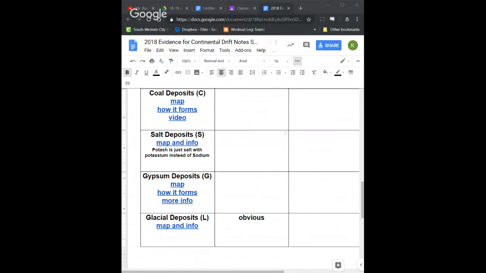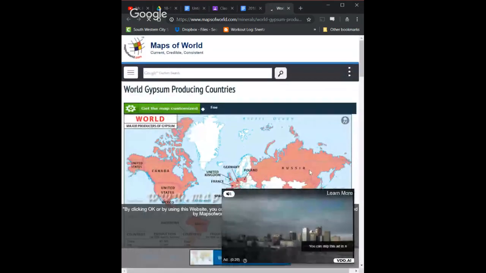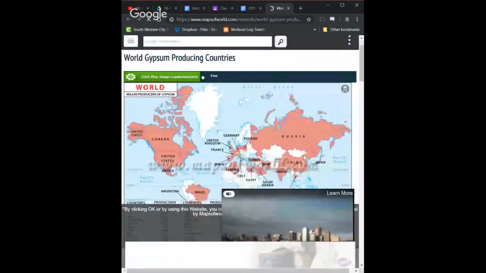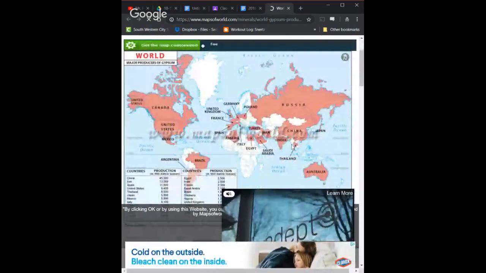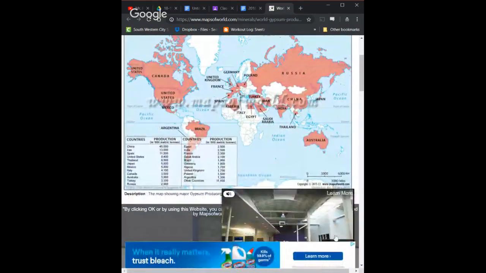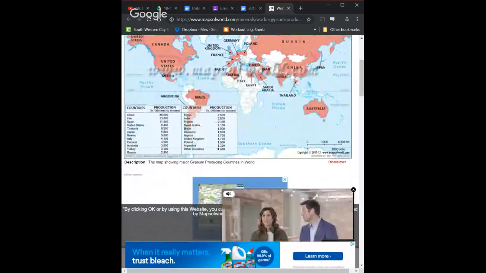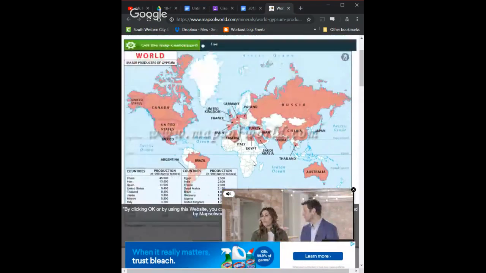Is the red where the deposits are for gypsum? Let's go look. Here we go. All right, gypsum deposits map. Boom, clicked. So this map sucks. Here's why. Basically, everything that's in red is where you can find gypsum in some amount. What amount? I don't know, and neither do they because it didn't tell us. However, this map shows the major gypsum producing countries. So these are all countries that produce gypsum.